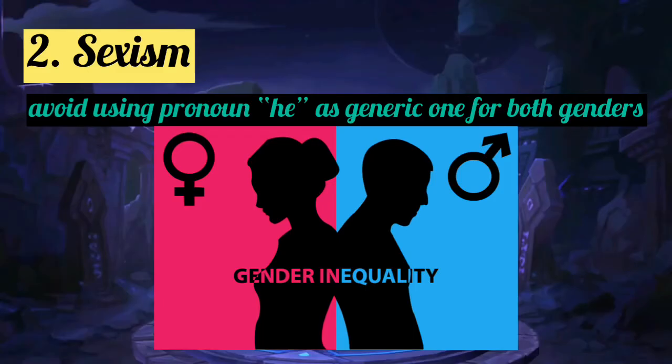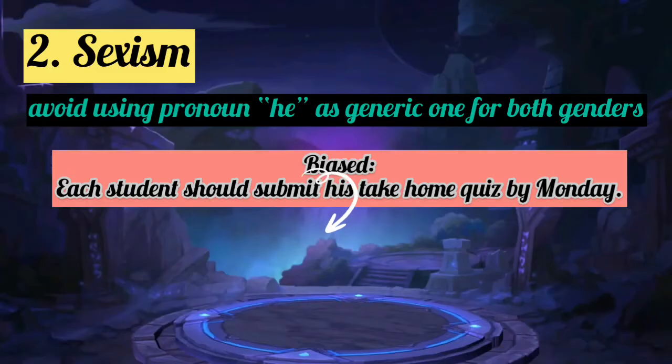Also, we need to avoid using the pronoun "he" as a generic one for both genders. For example, a gender bias statement: "Each student should submit his take-home quiz by Monday." Now, we need to restate it by eliminating the word "his" or changing it.